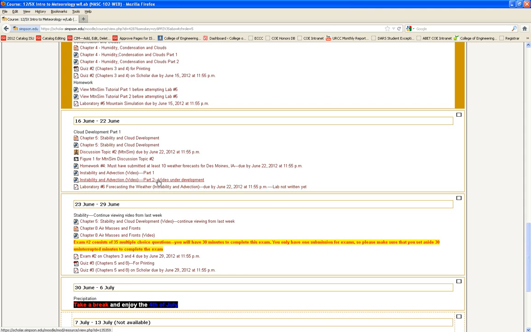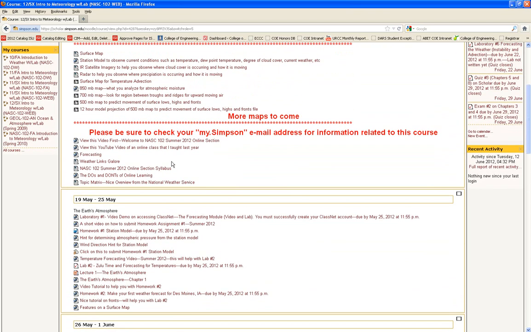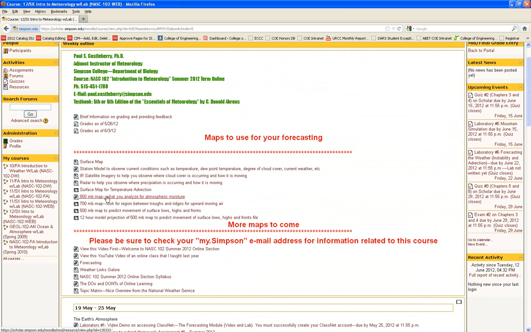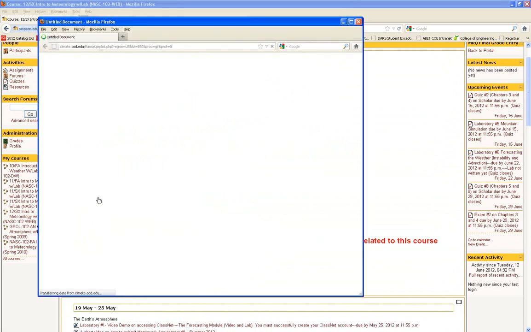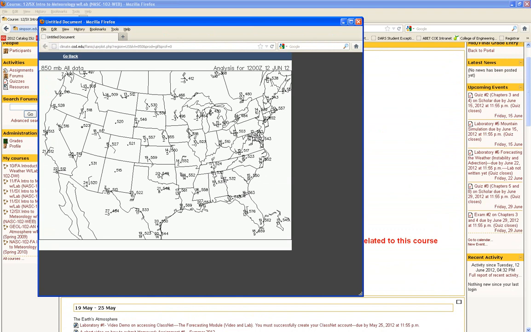Recall that there are 2 things that we need to produce clouds and precipitation. One is moist air, which we'll cover in Chapter 4 shortly. And we talked about how to identify sufficient moisture. Just as a reminder, if you go to the 850 millibar map, we look for dew point depressions. Recall that's temperature minus dew point.